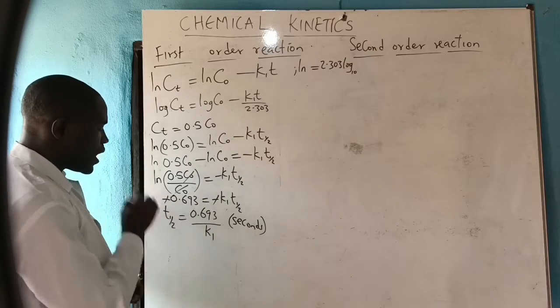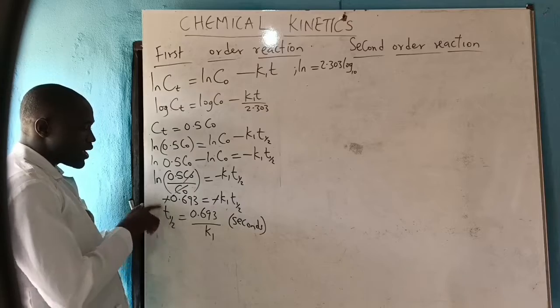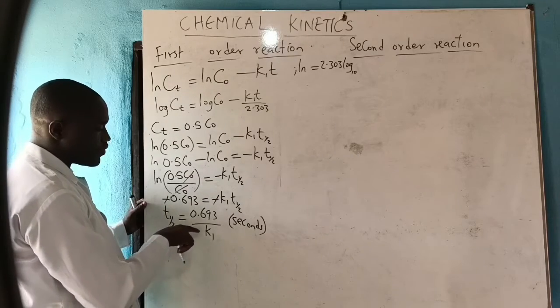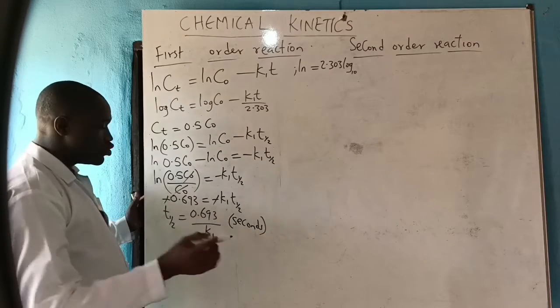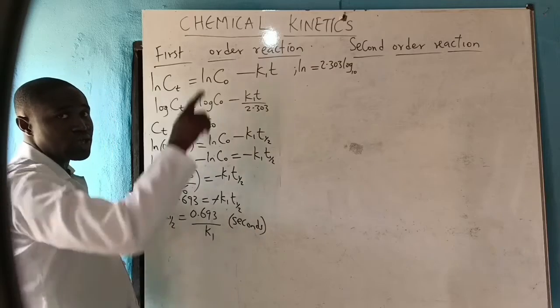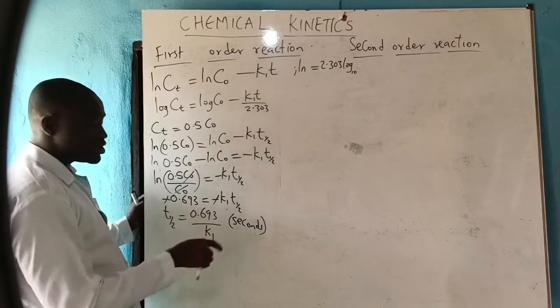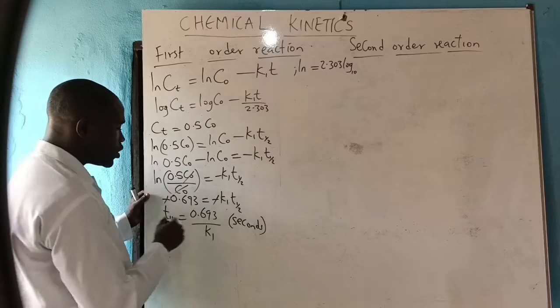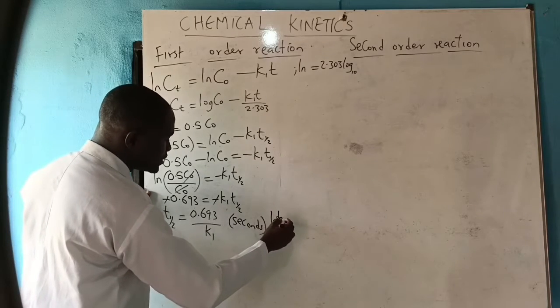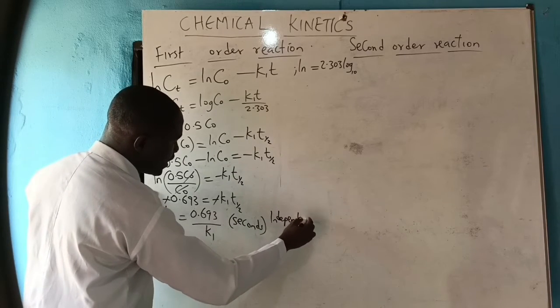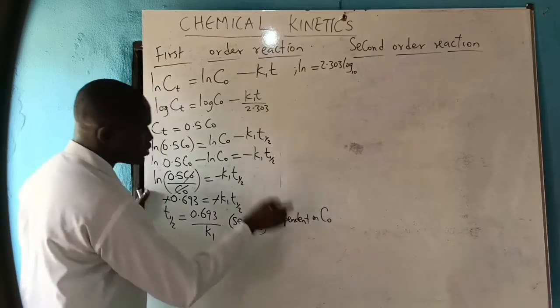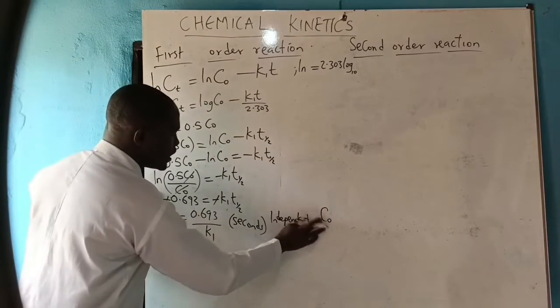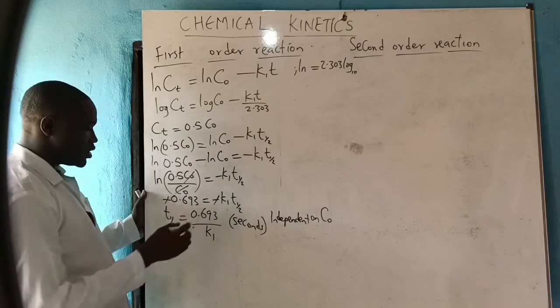But from here, what can we deduce? We can deduce that the half-life of a first order does not have initial concentration the way the zero order one has. This one does not have initial concentration. So the half-life is independent of the initial concentration, C0.